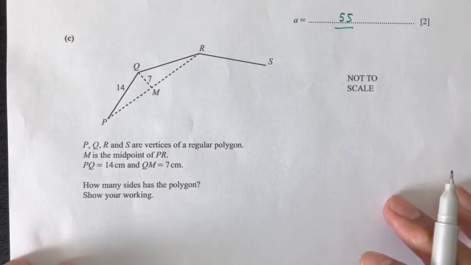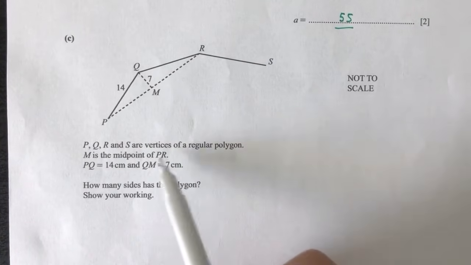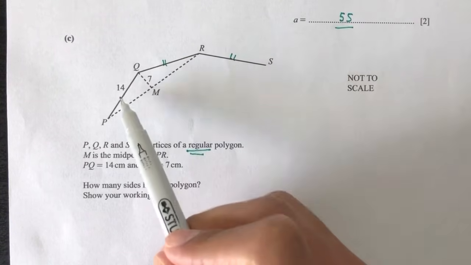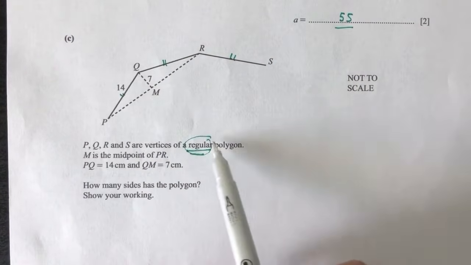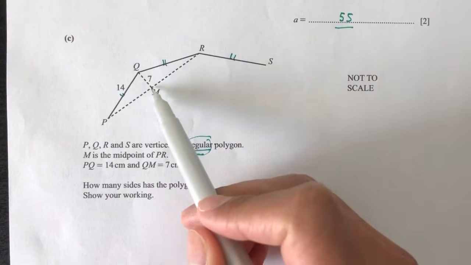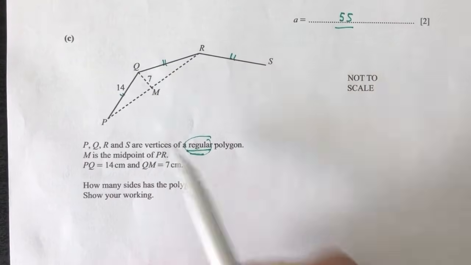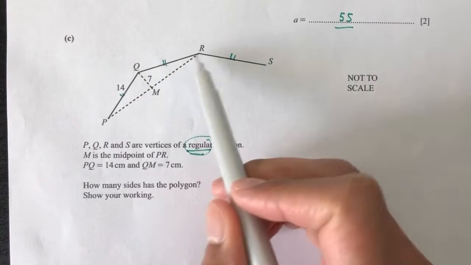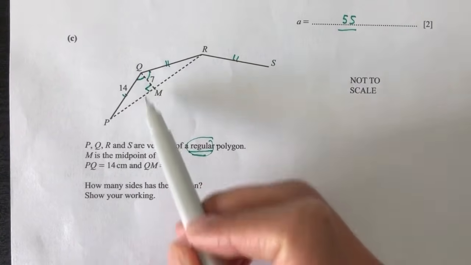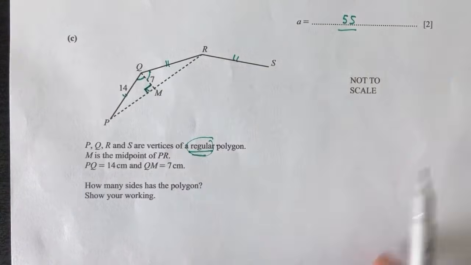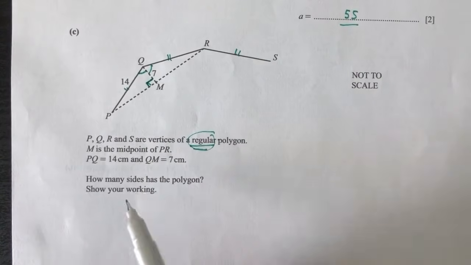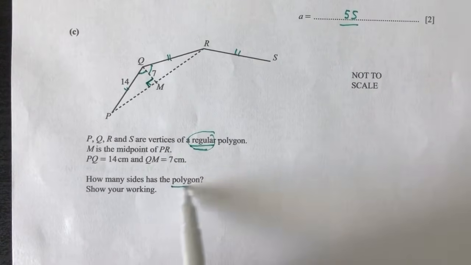Now moving on to part C. P, Q, and S are vertices of a regular polygon. It means that they all have the same length inside. Regular means that. M is the midpoint of PR, so we have PR, and M is the midpoint. And this is 7. If these two sides are the same, it means that this angle and this angle are the same. And this is a right angle. So we have PQ as 14, and QM as 7. Find how many sides the polygon has.